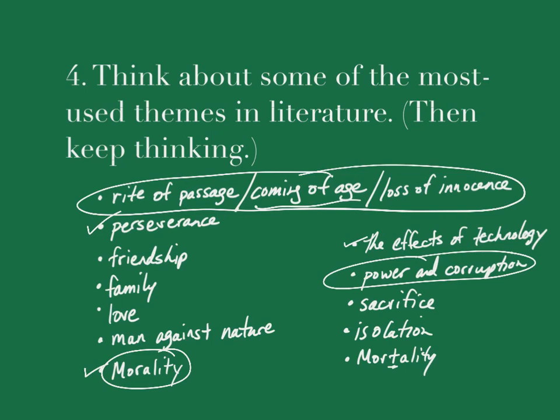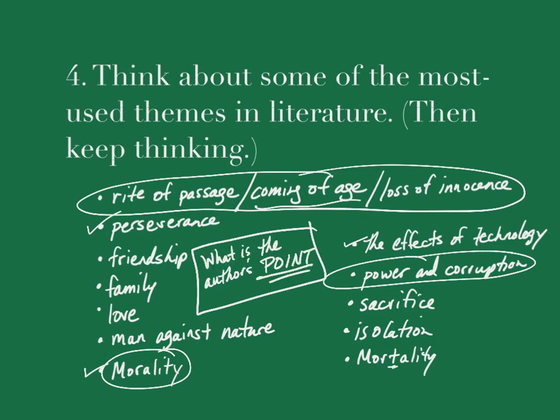Now, that's just a small list, but you can certainly find something in there, and you can think of others. But once you find whatever theme works with your book, you're not done, because you have to figure out, most importantly, what is the author's point about that theme. So it's all well and good to say, well, the theme is family. That's not enough. What is the author's point about family? He or she has to have a point they're making about family.